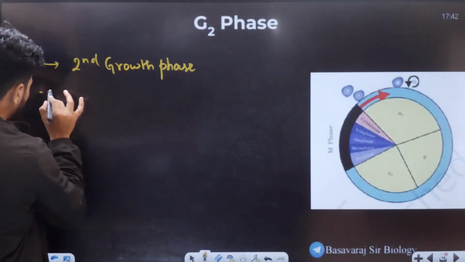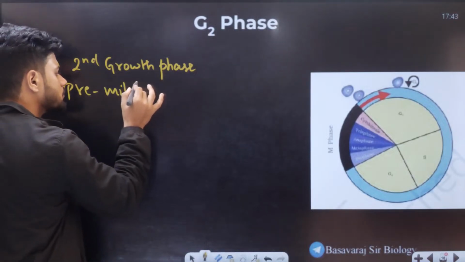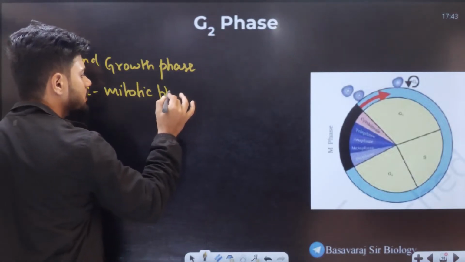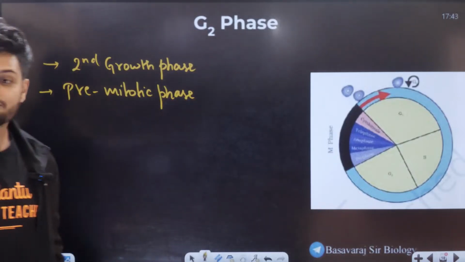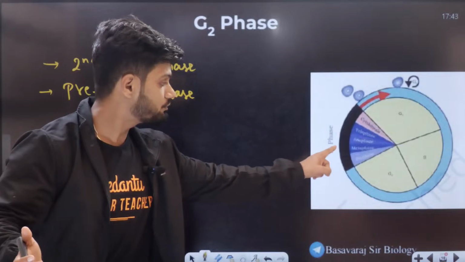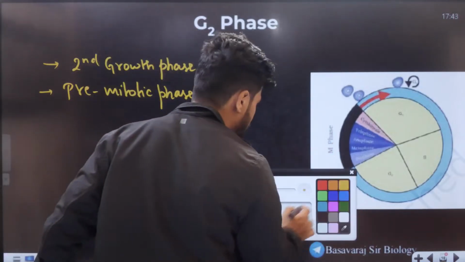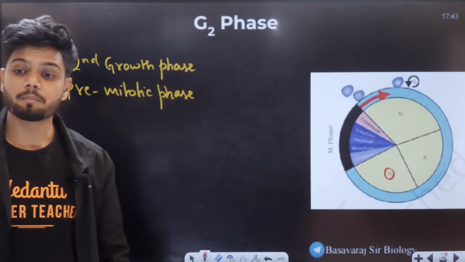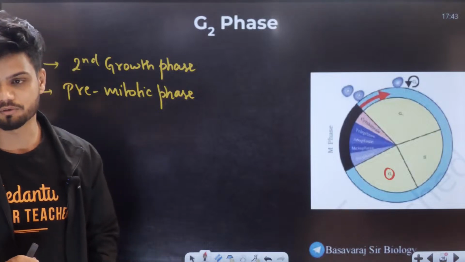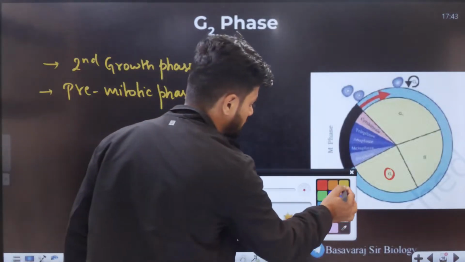Can I also call it the pre-mitotic phase? G2 is a phase which is occurring where? Before M phase. So can I call G2, or the gap 2 phase, the pre-mitotic phase? Done. Pre-mitotic phase. Beautiful.